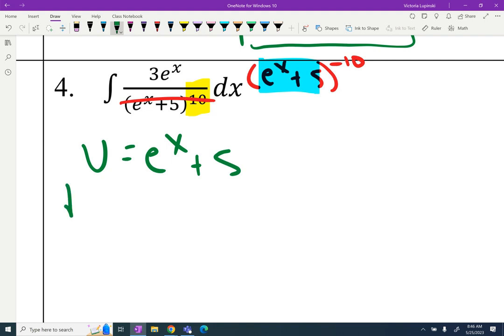Derivative of u, du. Derivative of e to the x, that's what we learned yesterday. Derivative of e to the x is just e to the x dx, and then the derivative of 5 is 0. Divide.